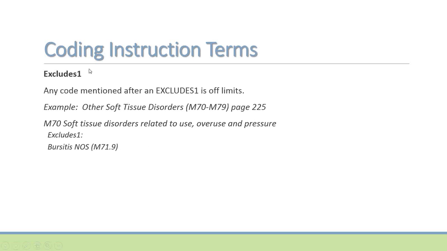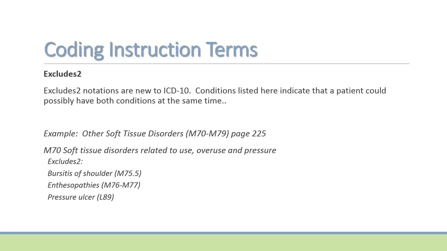Again, any excludes one is off limits. If you have M70, soft tissue disorders related to use, overuse, and pressure, and there's an excludes one, you cannot use bursitis, M71.9, with M70. Excludes two, now you have M70, excludes two. This is saying that these other conditions could be used. They are separate conditions, but you could code these at the same time.